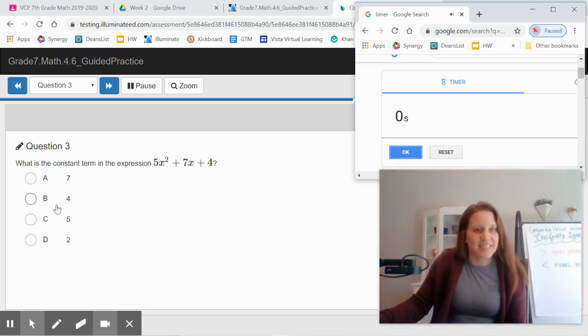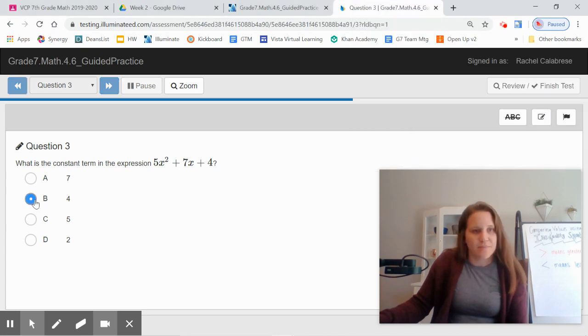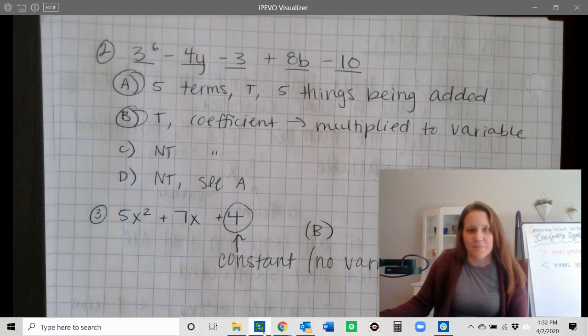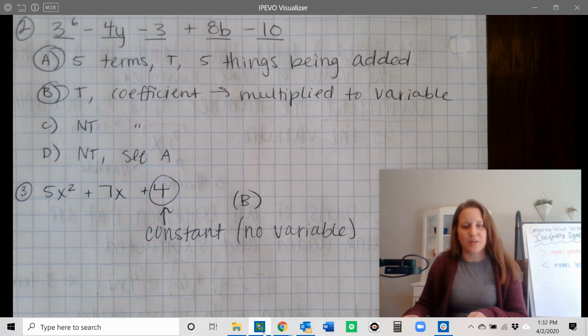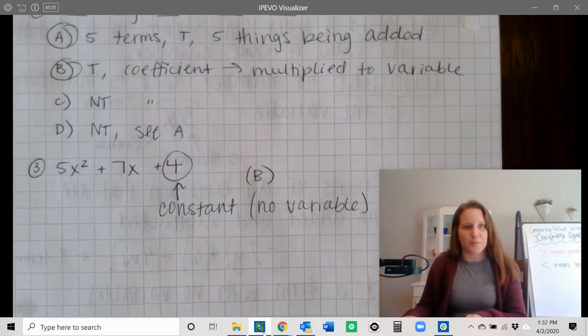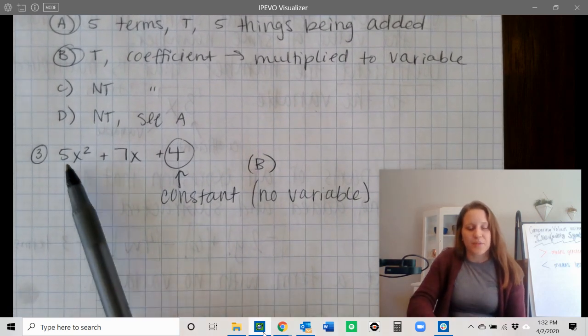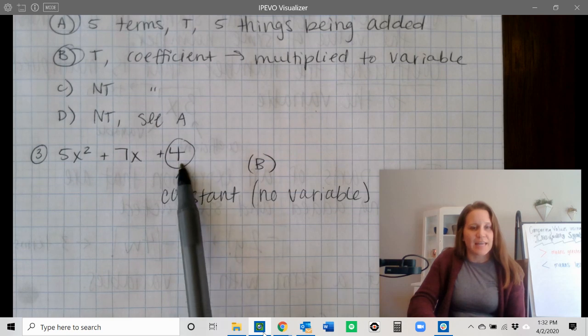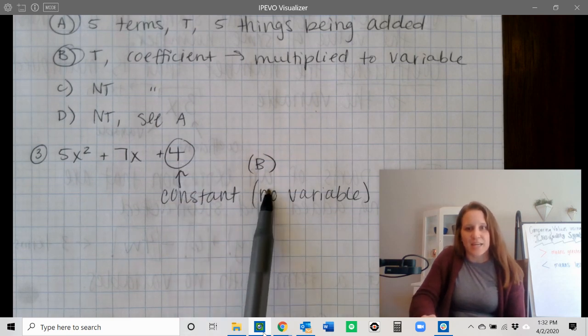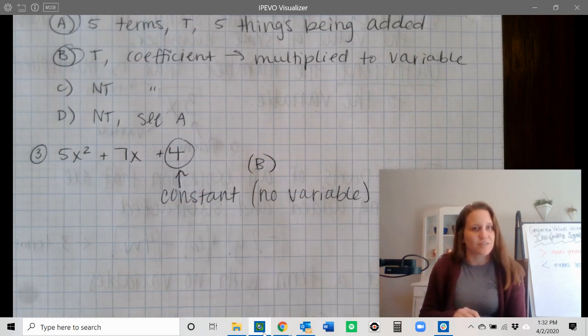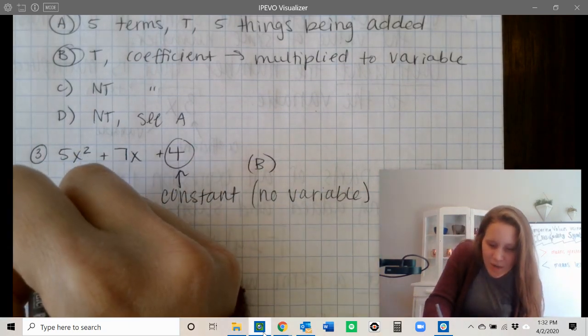All right. Did you select B? Awesome. Here's what my work looked like. Feel free to update your paper if you didn't get your work on your paper all the way yet. For number 3, I just rewrote the expression. I labeled this one the constant because it has no variable. That was answer choice B. Okay, let's get set up for question 4.